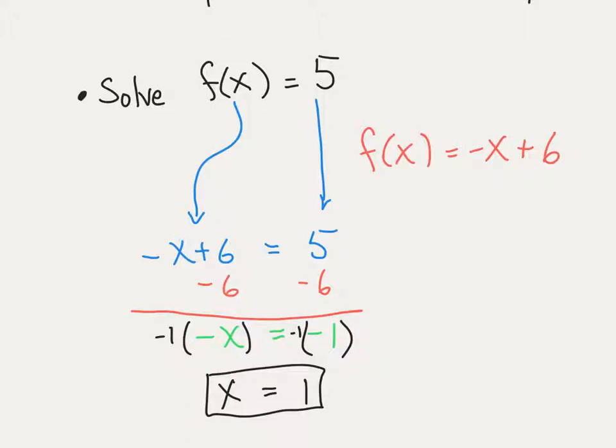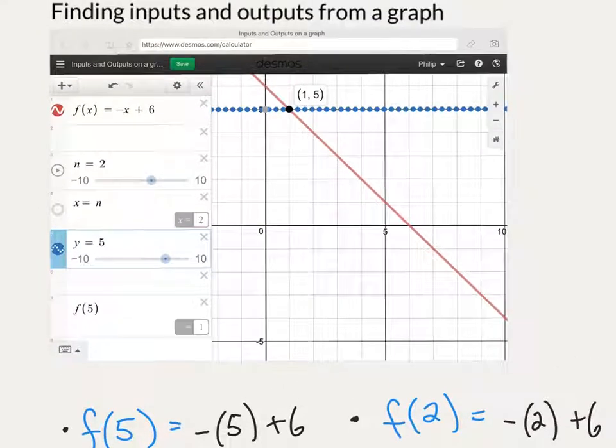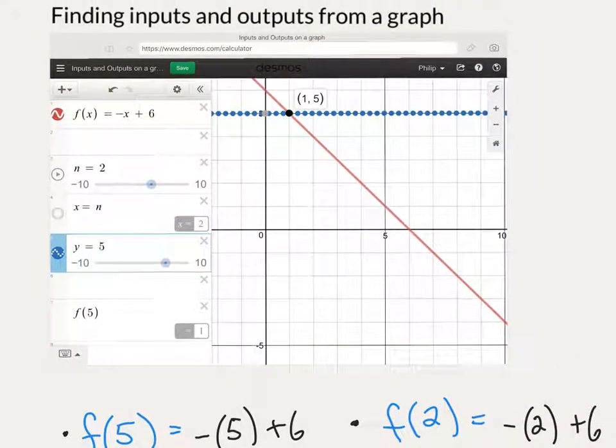So analytically, I see that if I want to get an output of 5, it has to come from an input of 1. And if I go back up to the graph of my function, I also see that. If I put in the line y equals 5, I just figure out where it meets my graph, and it turns out that the input has to be a 1.